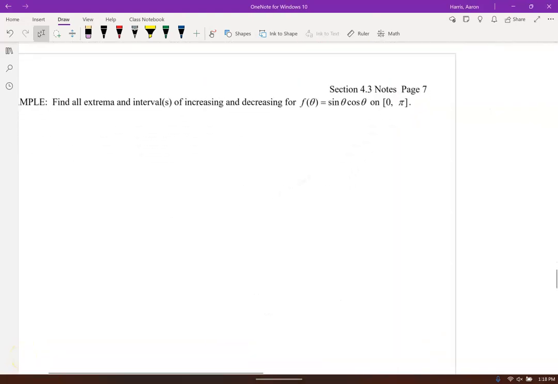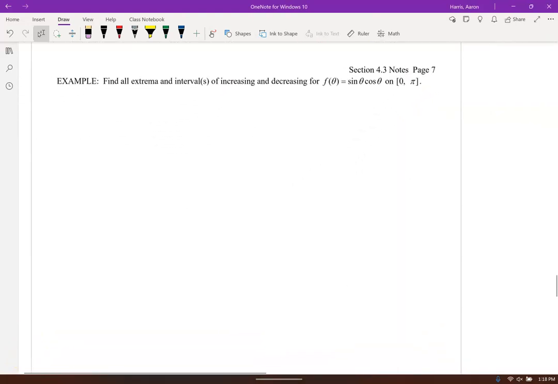All right, let's take a look at this trig function now. How about sine theta, cosine theta? Let's find all our extrema on this one. So here's our function. And notice it says, but only on, we're cutting this domain off, only from 0 to pi. Are we worried about it? So let's find our critical points.